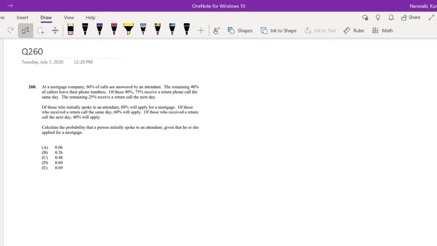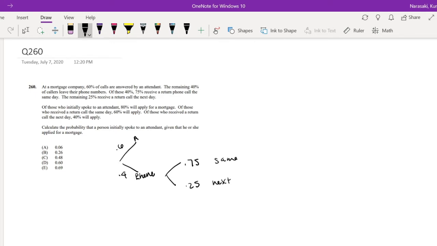At a mortgage company, 60% of calls are answered by an attendant. So 60% by attendant. The remaining 40% leave their phone numbers. Of these 40%, 75% receive a return call the same day. The remaining 25% receive a call the next day. So this is same day.